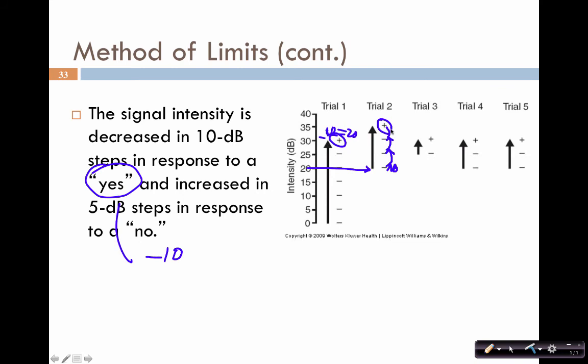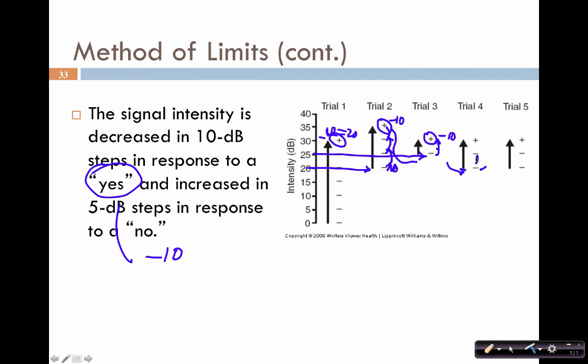After a response, after a yes, we drop it minus 10, so we go down to 25. So at 25 now, we present, no response, we go up 5 dB, and again we get a response. What do we do? We go down 10, so we're from 30 down to 20.